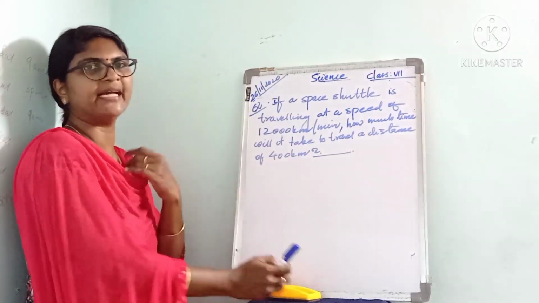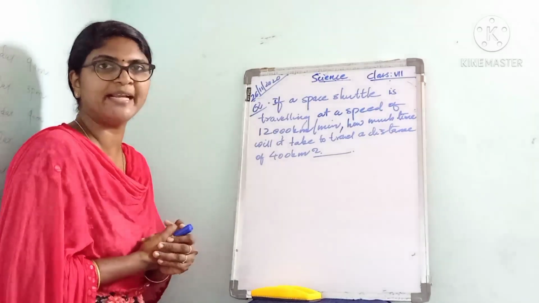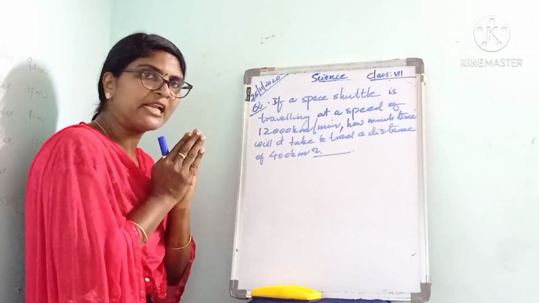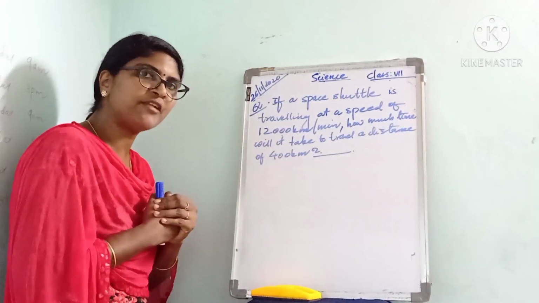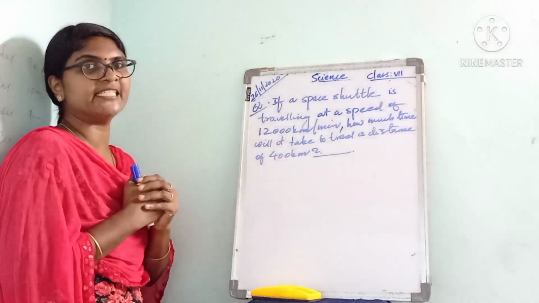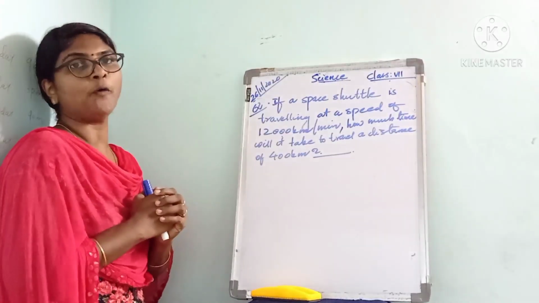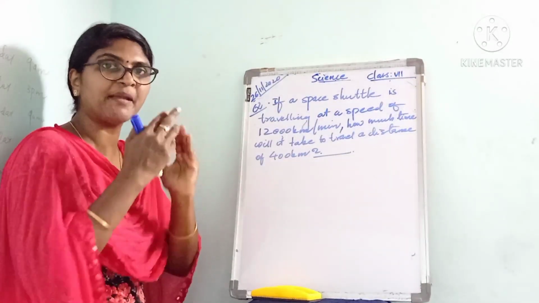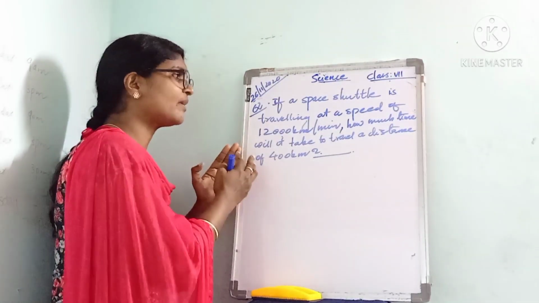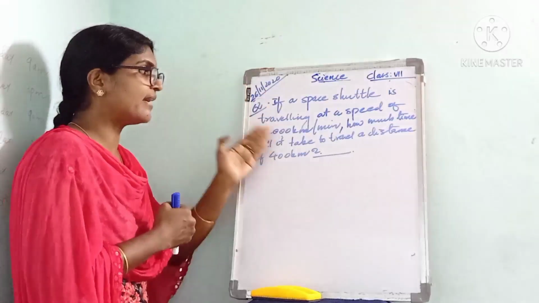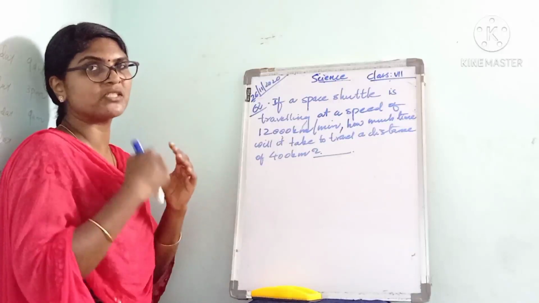Next we can calculate the time taken to cover a particular distance if the distance and the speed are given. First we calculate the speed of an object where the distance is given. Secondly, we calculate the distance travelled by the object where the speed is given. Next we can calculate the time taken by the object to cover a particular distance when speed and distance are given. Let us understand this by considering another numerical.